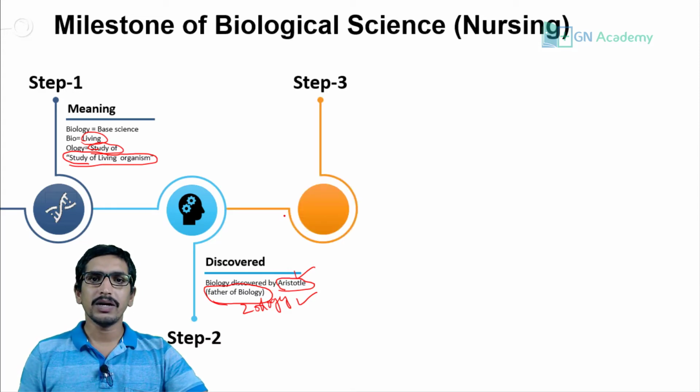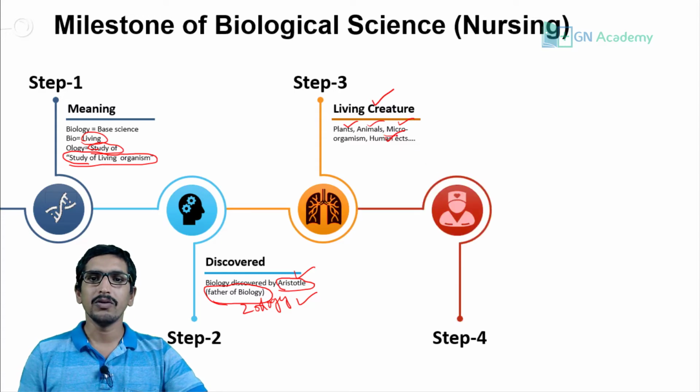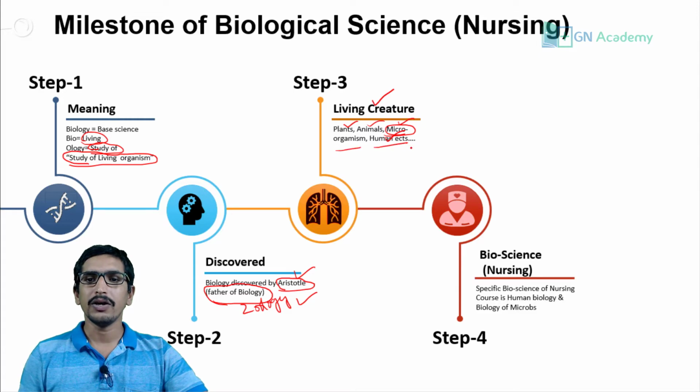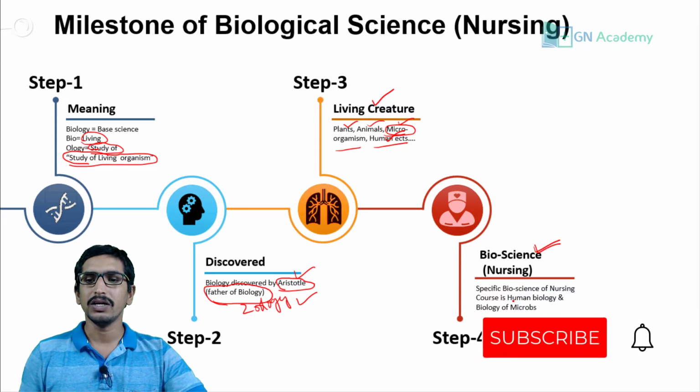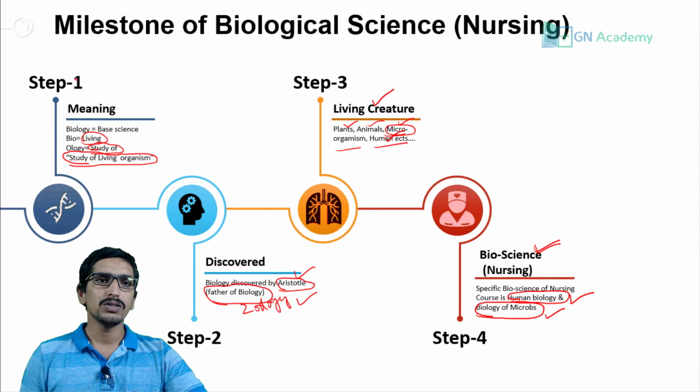In our next milestone, what are the living creatures? Living creatures are plants, animals, microorganisms and human beings. In our nursing profession, we should especially study the microorganisms and human science. So our biological science or bioscience is purely related to human biology and biology of microbes. In our total academics, we should study human biology and the biology of microbes. These are the milestones which link biological science with the nursing profession.